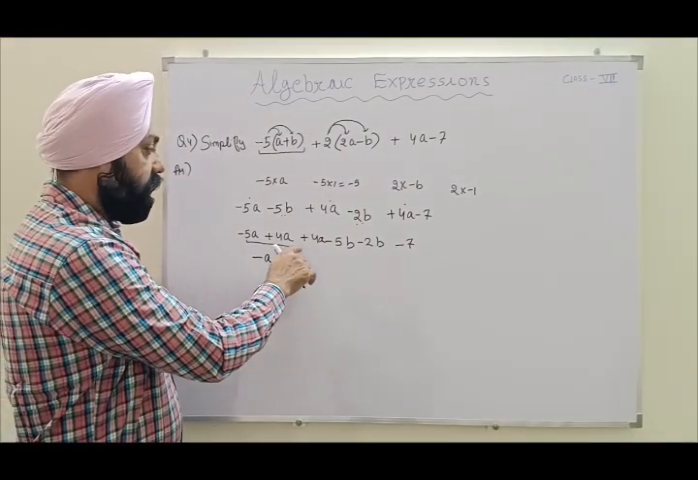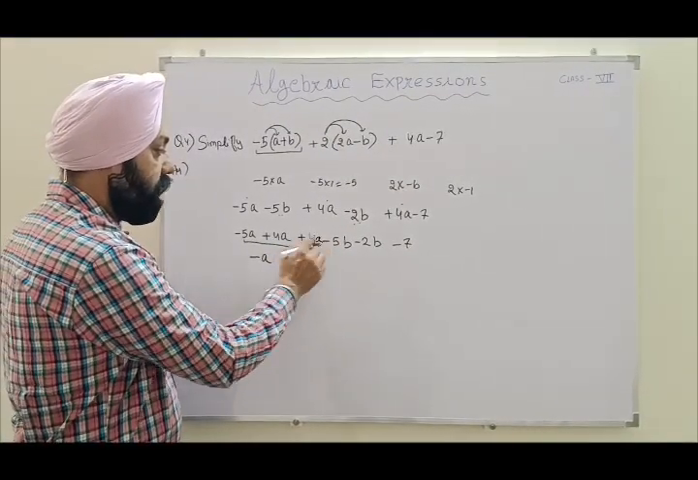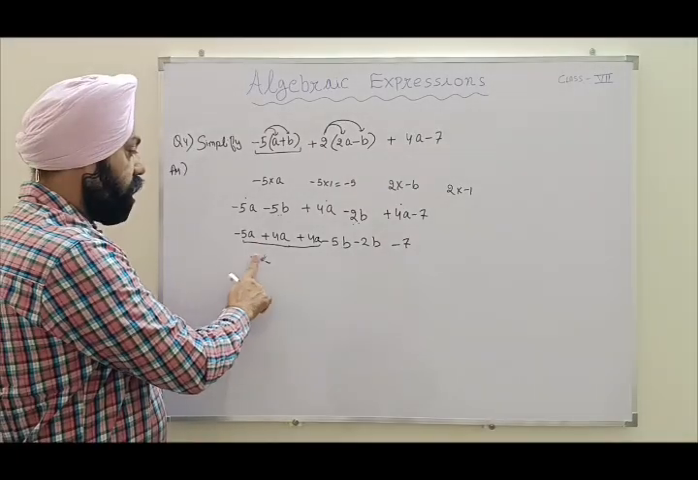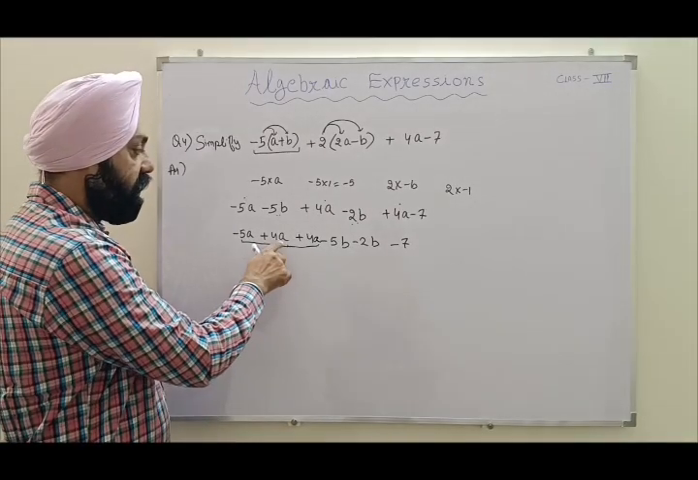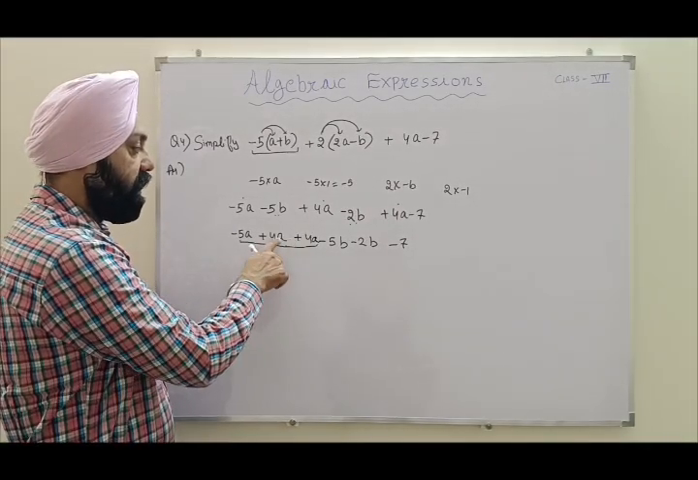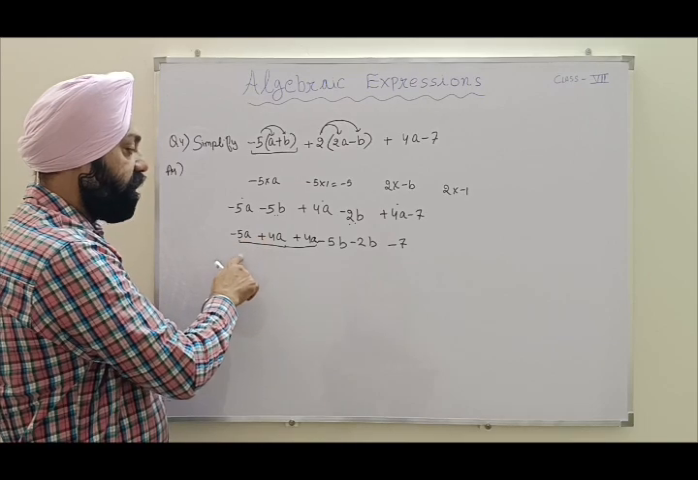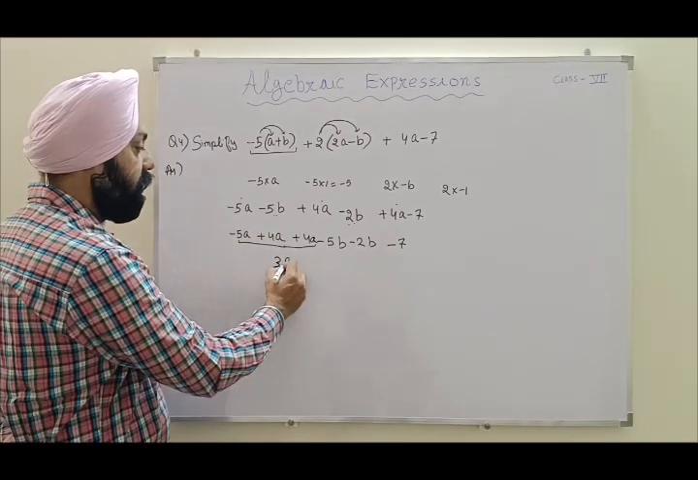So here we are having, again, one term 4a also together. So what we will do, minus 5. First we can combine this 4a and 4a, which will become 8a. 8a and minus 5a will give 3a.